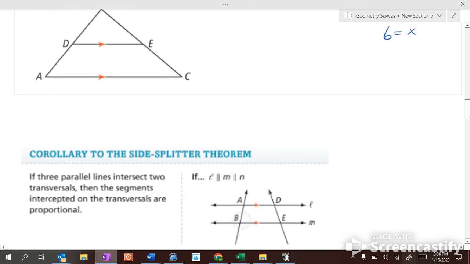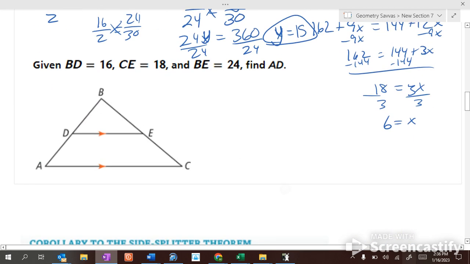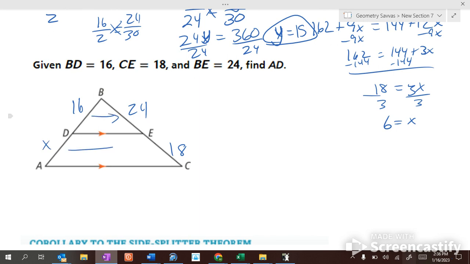What's easier is when they're set up like this, where it's 16, 18 is down here, 24 up here, and we got to find this. So you can go across this way, or you could go down this way. Either way of setting up the proportions, fine. 16 over x, 24 over 18. And just cross multiply and solve.